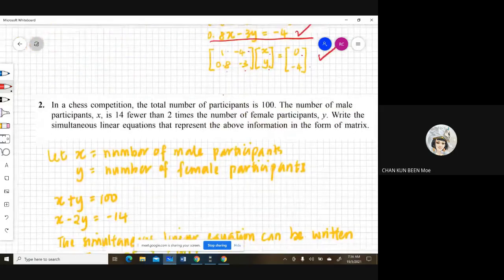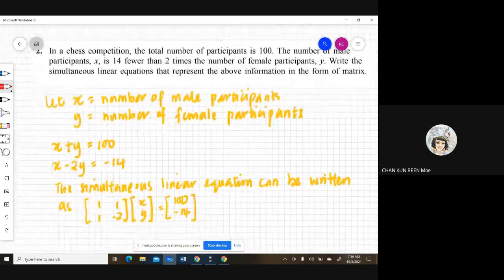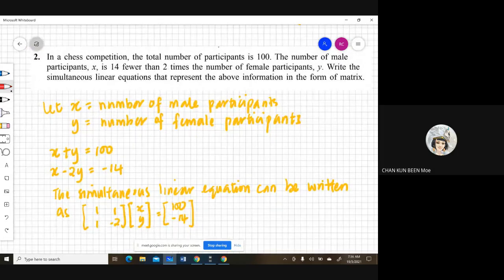Okay, for question number 2 over here is a problem solving. In a chess competition, the total number of participants is 100. So the total number of participants, who are the participants, we need to know. The number of male participants x is 14 fewer than 2 times the number of female participants y. Write the simultaneous linear equation that represents the above information in the form of matrix.